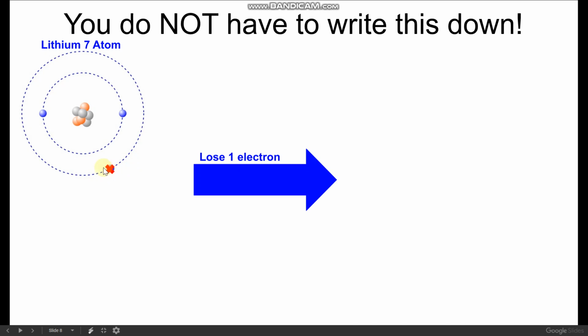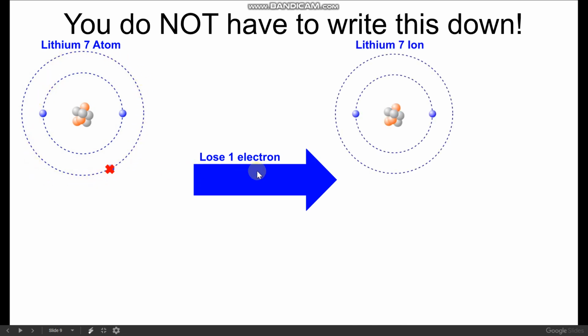That's because this atom would be much more stable if it had an empty orbital, right? So it's going to lose that electron so that the second orbital is empty. And so then we'll end up with the lithium 7 ion. So it's the same amount of protons and neutrons in the nucleus, but we've just lost one electron from the second orbital. Because we lost one electron, this will have a positive 1 charge, and that's because electrons have a negative charge, so if you lose one, you'll have a positive charge.